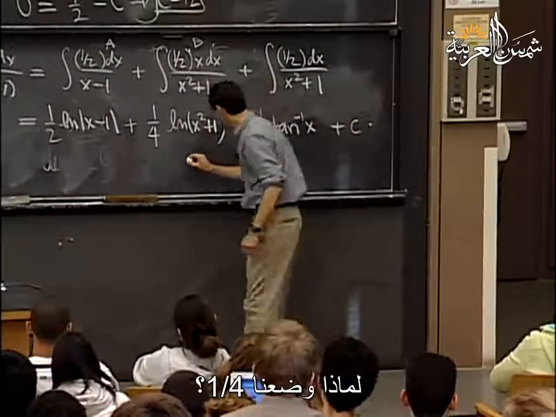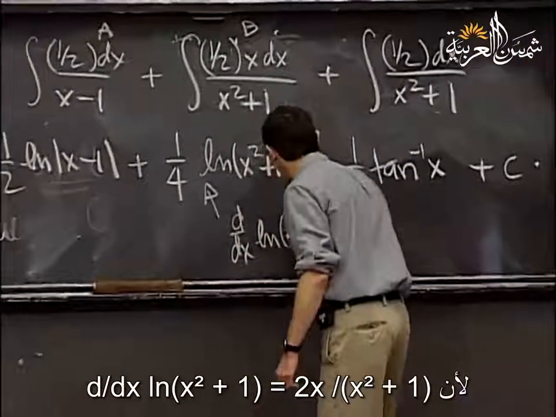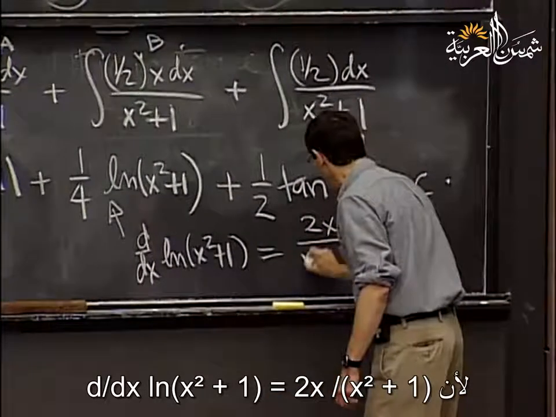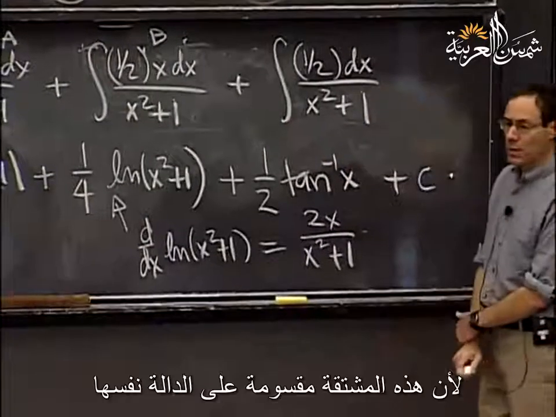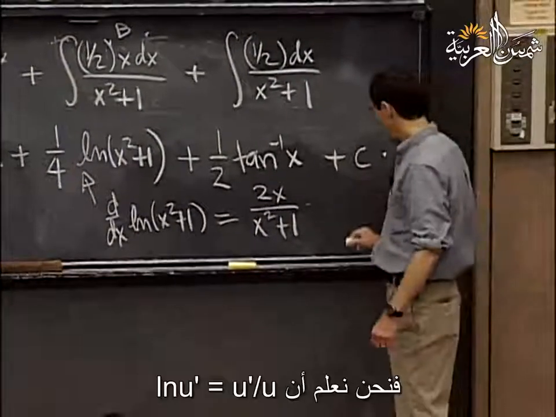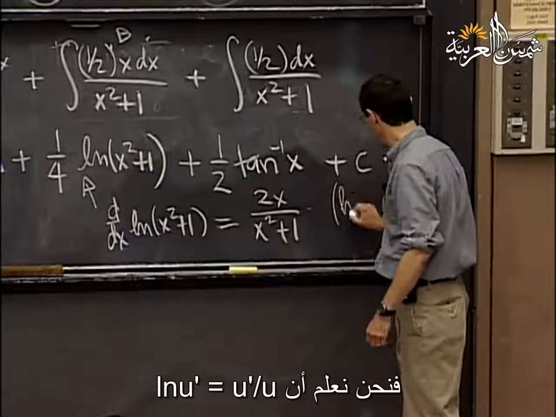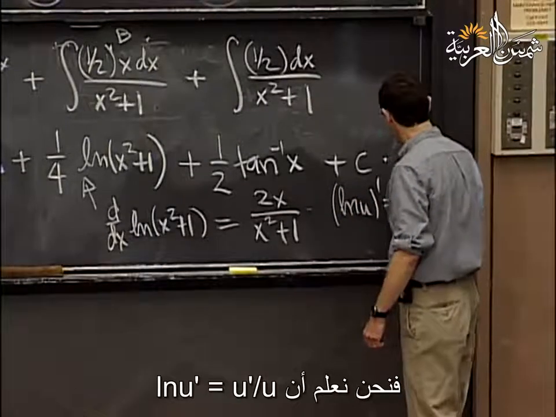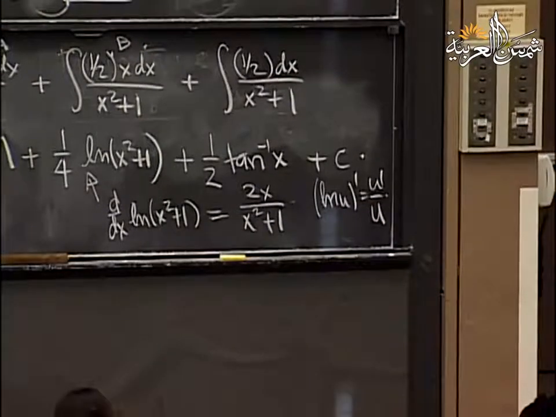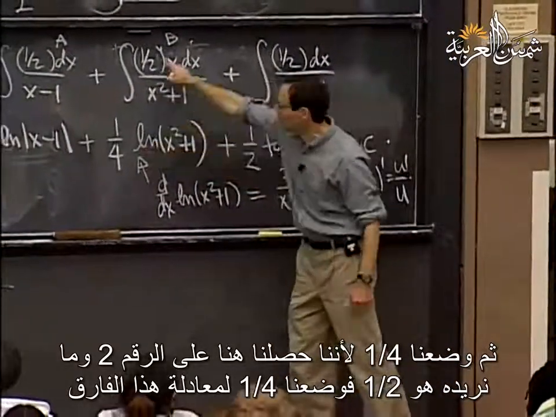Why did I go to a quarter? Because in disguise, for this guy, I was thinking d by dx of natural log of x squared plus 1 is 2x over x squared plus 1, because it's the derivative of this divided by itself. That's the derivative of log u is u prime over u. That was what I applied. And what I had was a half, so I need a total of a quarter to cancel. So 2/4 is 1/2.